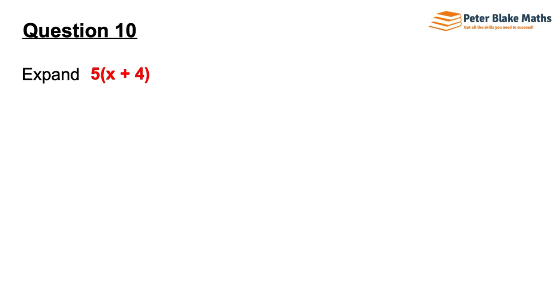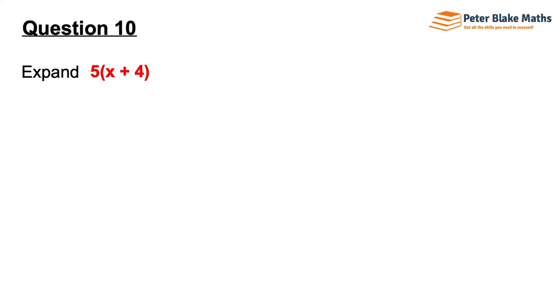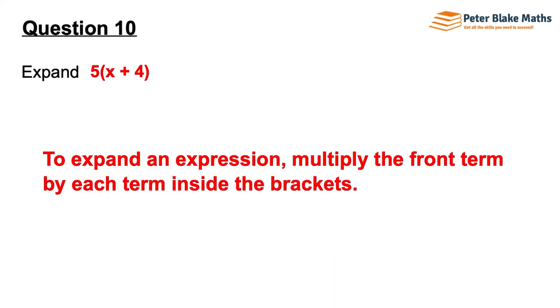Question 10. Expand 5 outside of x plus 4. When we expand an expression, we multiply the front term by each term inside the brackets. We'll multiply the front term by the first term, get an answer, then multiply the front term by the second term and get an answer for that, and keep those answers separate. So 5 lots of x makes 5x. We can just write them beside each other. And then 5 lots of 4 makes 20. So our final answer there is 5x plus 20.